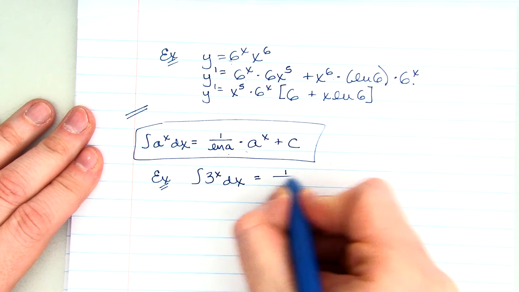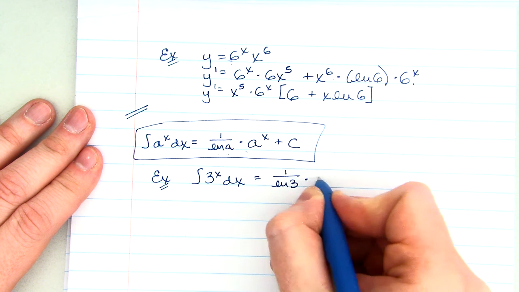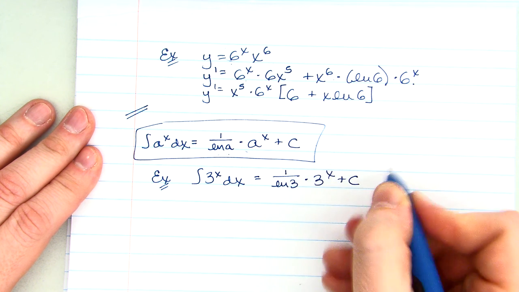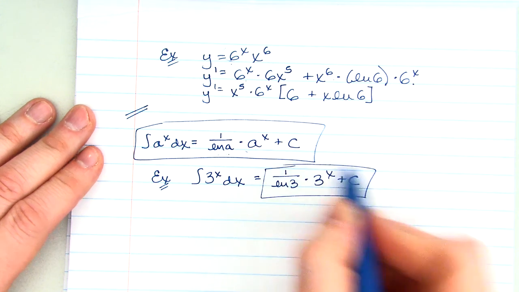My formula right away says 1 over the natural log of 3 times 3 to the x plus a constant. Sure, you can put the 3 to the x up top. I'm done. I'm just going to leave it.